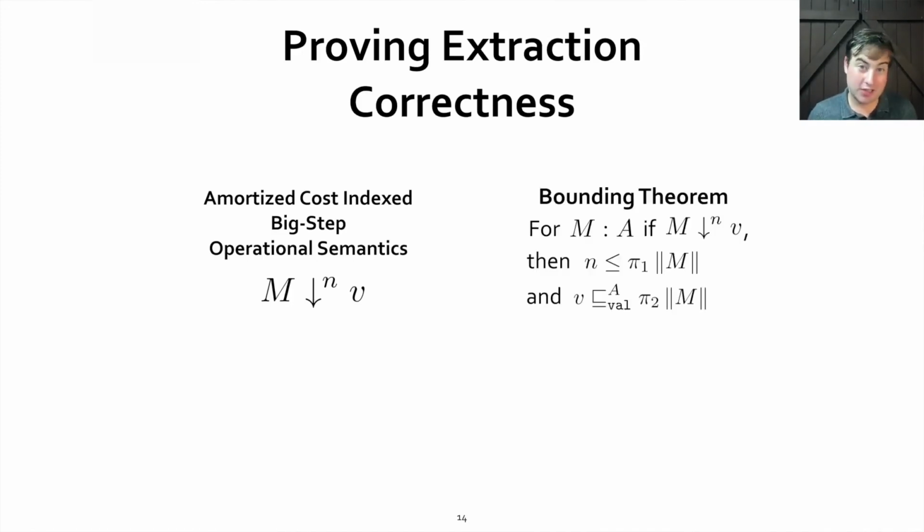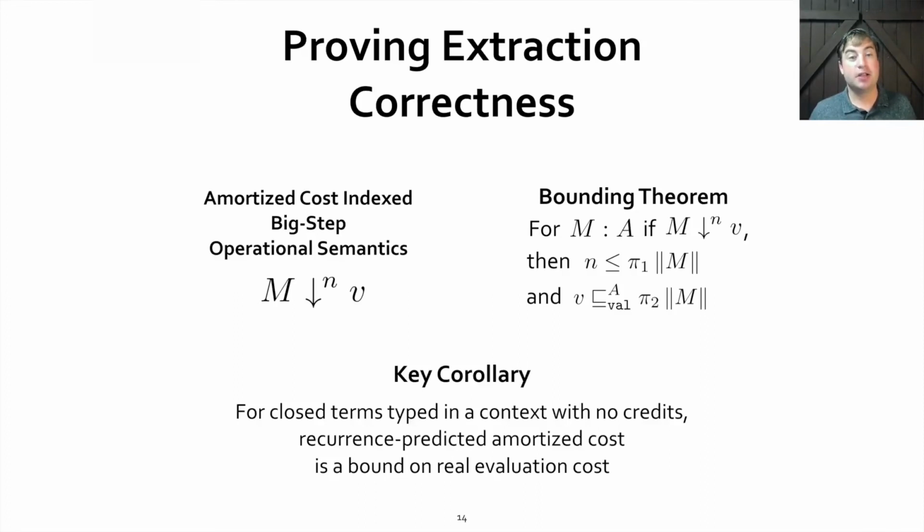Then we use a logical relation to prove the same bounding theorem as before, but this time the cost we're bounding is an amortized cost. But the crucial consequence of this theorem is that for closed terms, the amortized cost that we get for the recurrence is a bound on the actual execution cost. And so, for example, the inc program isn't just linear in this strange cost metric where we can subtract and add arbitrary costs. It actually does a linear amount of cons operations.